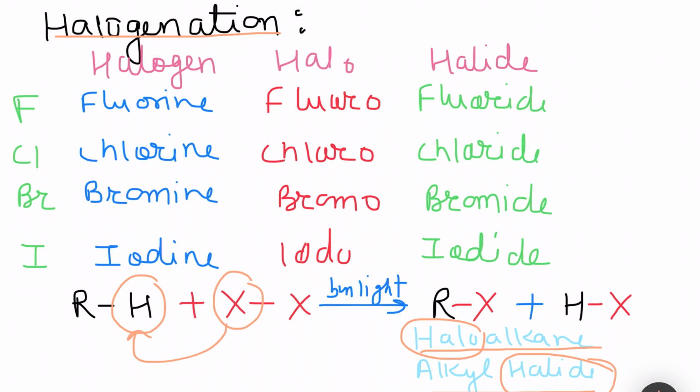The various halogens are fluorine, chlorine, bromine, iodine. And if you call these halo, the INE is replaced by O here. If you just check chlorine, chloro, bromine, bromo, iodine, iodo. And in the case of halide, this INE is replaced by IDE, like fluorine, fluoride, chlorine, chloride, bromine, bromide, iodine, iodide.